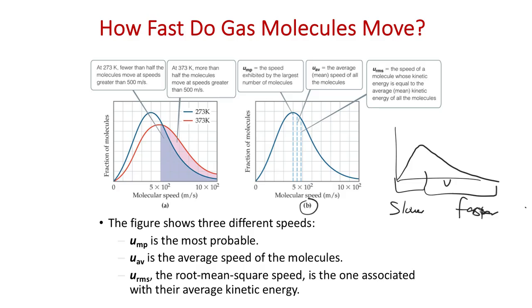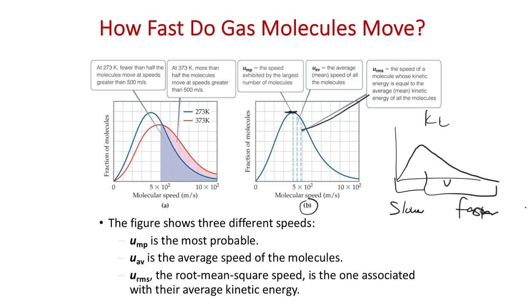One of them is the most probable point. The highest point of the peak is what we call the most probable velocity. So that's the highest peak. That's the velocity that the largest fraction of molecules happen to have. We then have the root mean square velocity, which is kind of complicated to explain, but it's just the velocity whose kinetic energy is equal to the average kinetic energy. So that's where the velocity point is equal to the average kinetic energy.